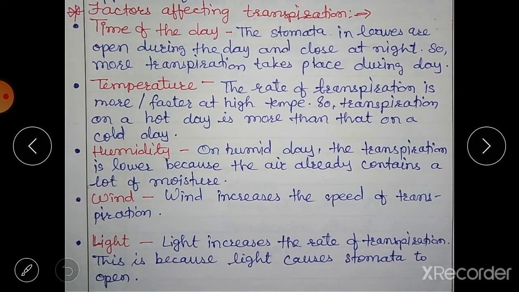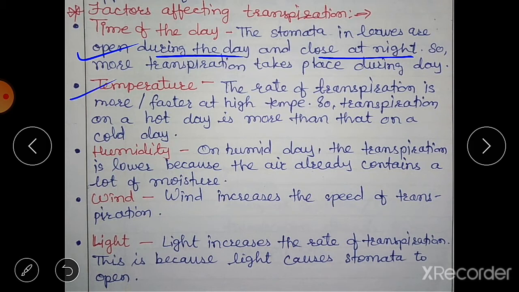Then what are the factors that affect transpiration? We know that transpiration is the loss of water from the plants through stomata, but there are certain factors that affect the rate of transpiration. Let's see. The first is time of the day. The stomata in the leaves are open during the day and closed at night. So more transpiration takes place during the day. So it depends on the time of the day.